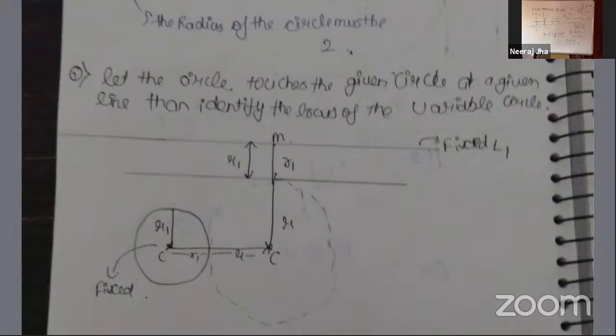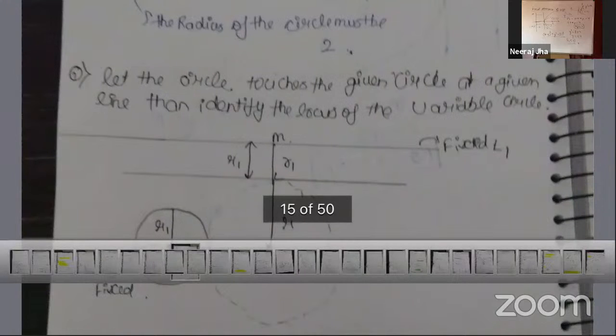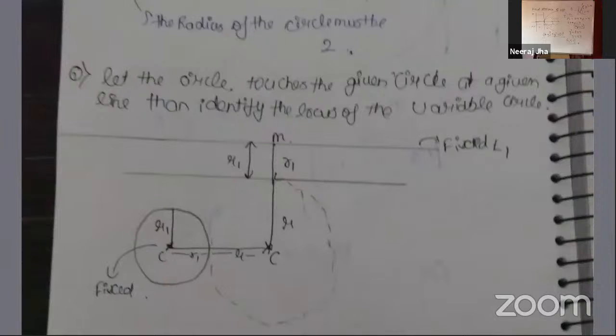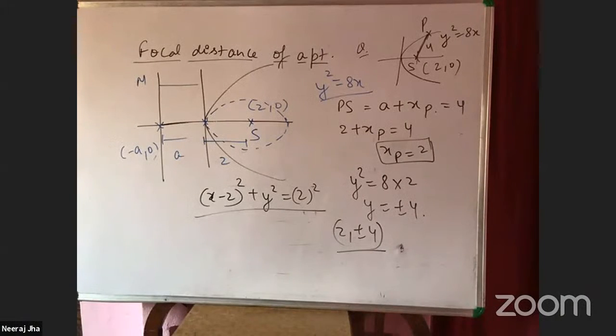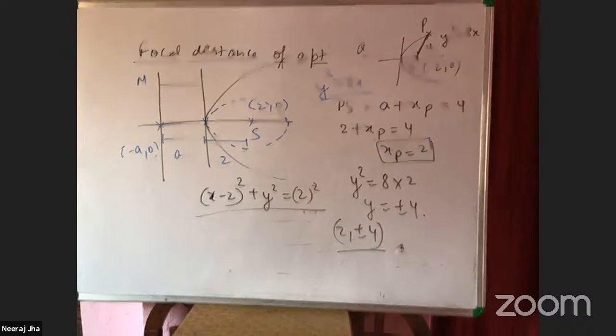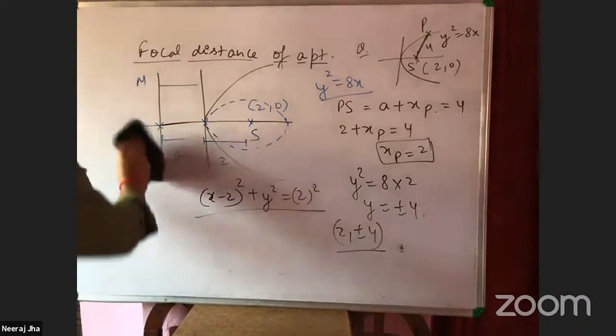You just write this question. I will explain this question to you. I hope you have written. Find the circle which touches the given circle and a given line. Right? A given line and a circle. That circle is touching this line and this circle. This way, the line is external to the circle. I'll just tell you this question.